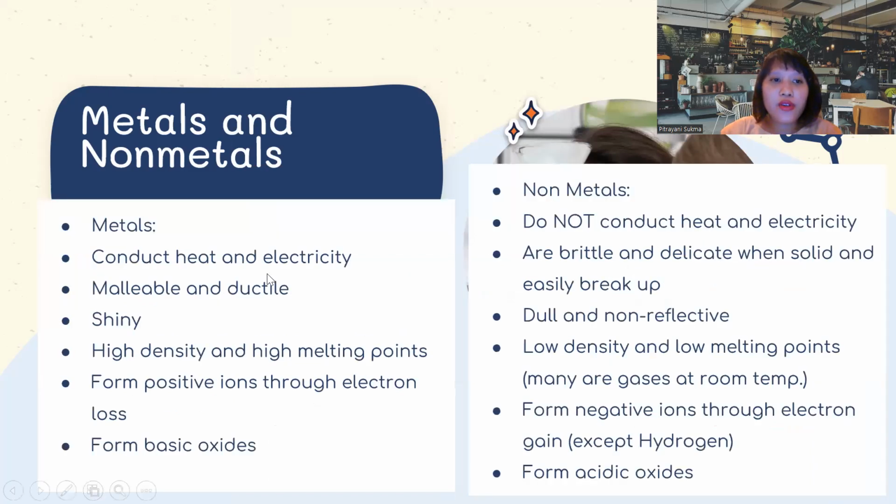So let's compare the difference between the metal and non-metal. Metal can conduct heat and electricity very well. So when you want to make a cable, this is why we use metal, because they can conduct electricity very well. But non-metal cannot conduct heat and electricity well. It is the opposite.